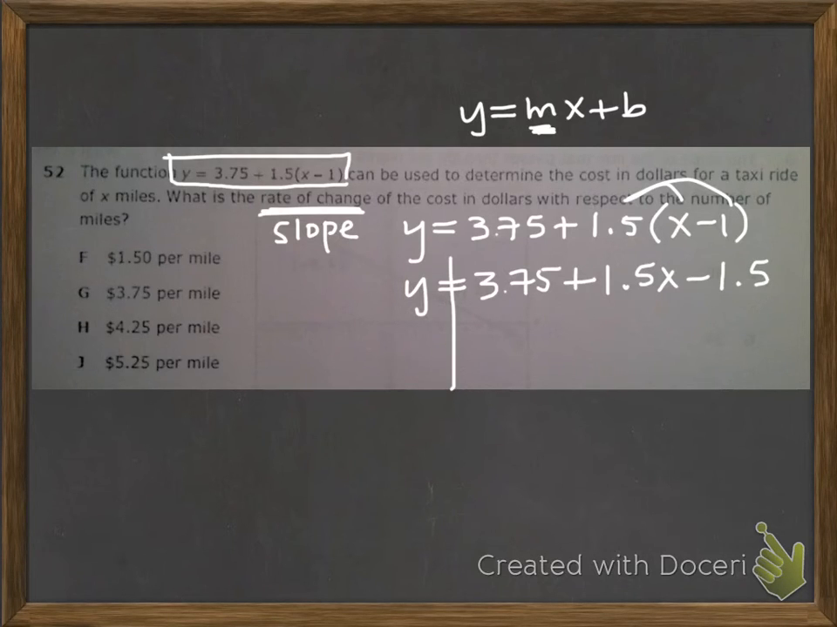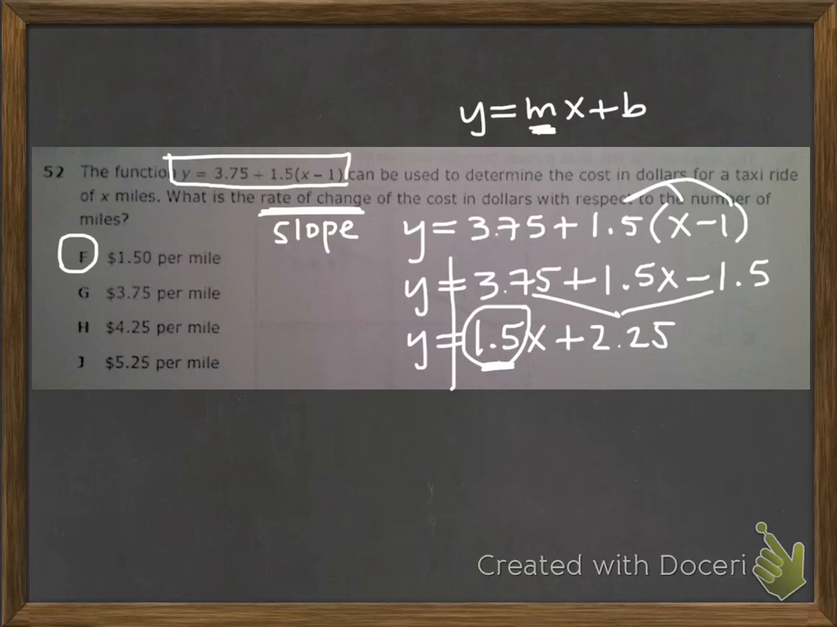Now all I've got to do is combine my like terms and put my x term first. So I want to put that 1.5x first. Then I'm going to combine my 2 constants. That'll end up being my y-intercept. 3.75 minus 1.5 is positive 2.25. I'm not really concerned with that though, because remember, I just want the slope. The slope right here is 1.5, or with units, $1.50 per mile.